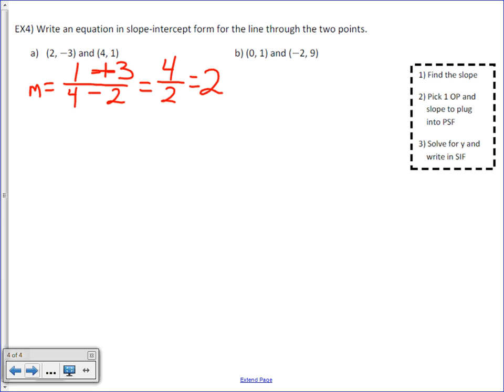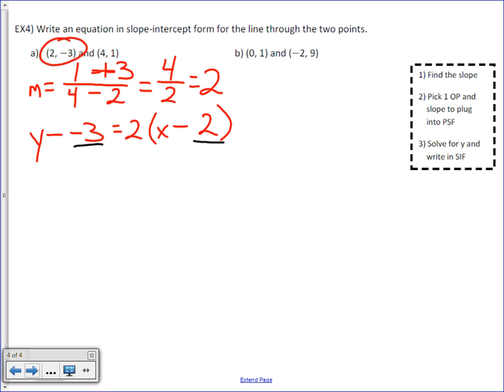Now, step 2, pick one point and plug it into point slope form. So I'm going to go y minus, it does not matter which y value you pick. So I'm going to pick a negative 3 equals the slope, which we just found to be 2, x minus the x value. Well, the x value that goes with the negative 3 is 2. Remember, we're working from this point right now. So I'm going to put a 2 right here.